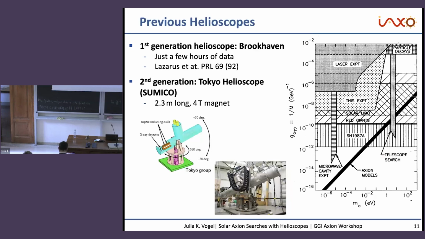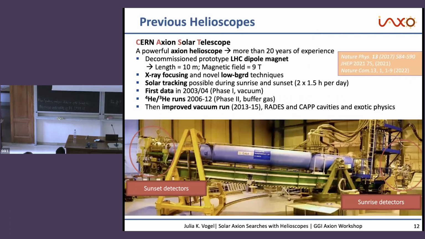Then the second generation was the Tokyo helioscope that used a 2.3 meter long magnet of 4 Tesla. It is shown over here schematically. So they had a range of plus minus 30 degrees and could track the sun for a rather long time. And they improved on these limits down to a level of about 10 to the minus 9. And then the current state of the art is the CERN Axion Solar Telescope experiment that just concluded last year. It's the most powerful axion helioscope to date, more than 20 years of experience.